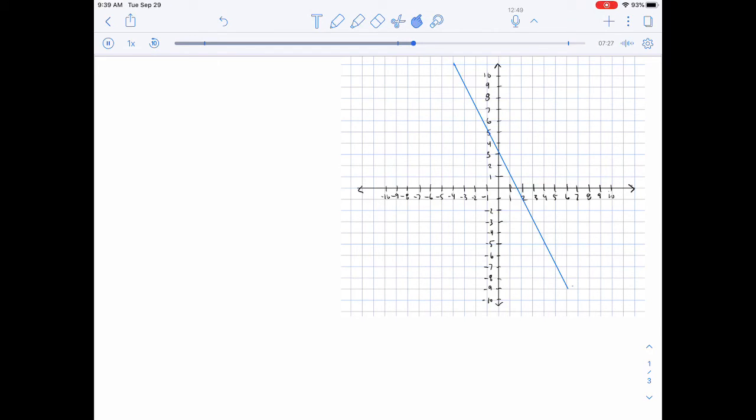Let's take a look at our change in y for every change in x. And in this case, it looks like it is going down 4 and over to the right 2. So m, which is equal to change in y over change in x, is equal to a negative 4 over 2, which is equal to a negative 2.